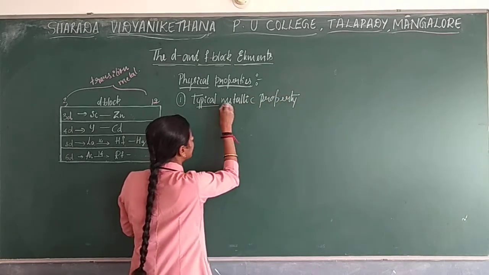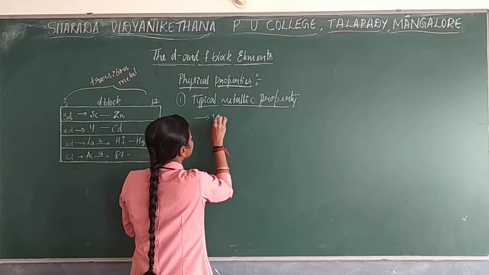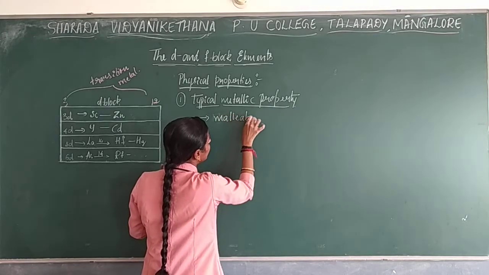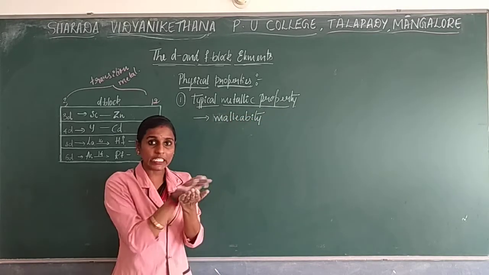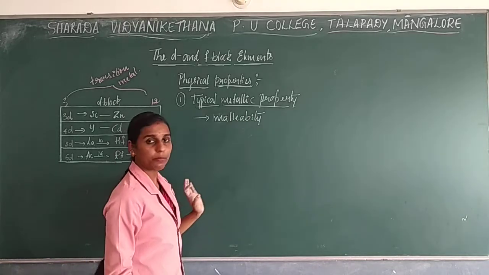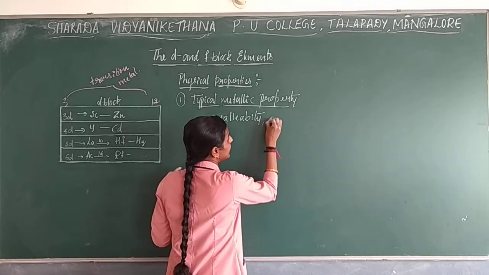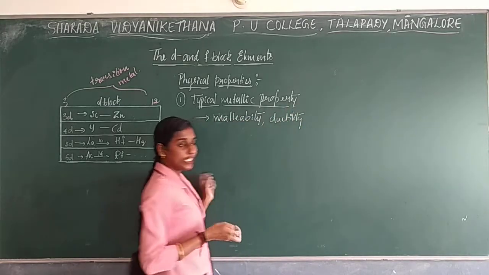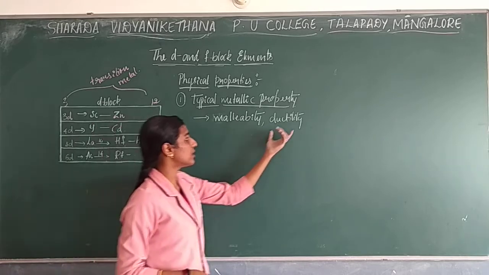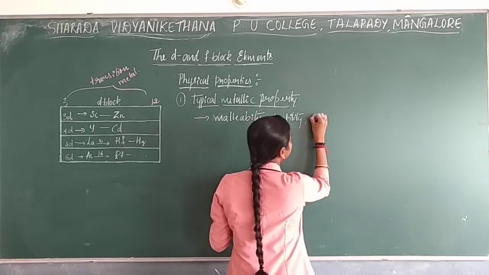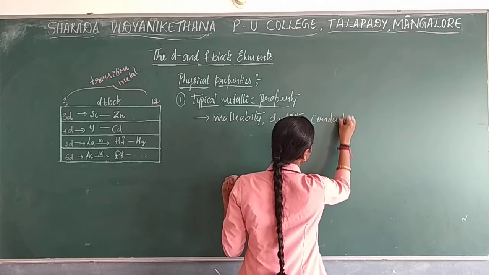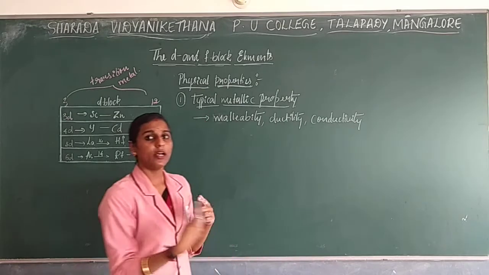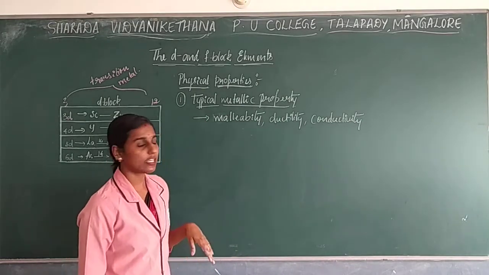Metals can act as malleable. Malleability means we can draw the metal into thin sheets. As well as ductility: ductility means we can draw that metal into thin wire. It is also highly conductive in nature. In metals, free electrons are present, so they move and help to conduct electricity.